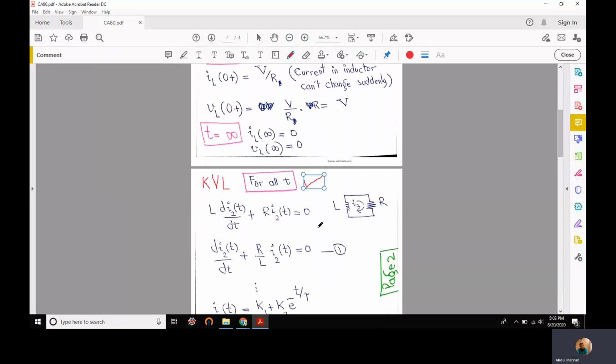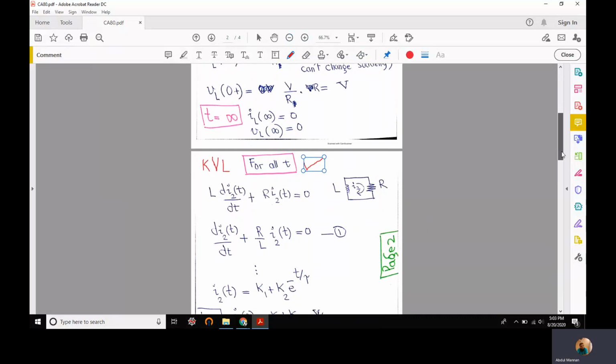This equation is the voltage drop across the inductor, which is L times the time derivative of current, plus R times the current. R times the current is the voltage drop across the resistor. So that is equal to 0.